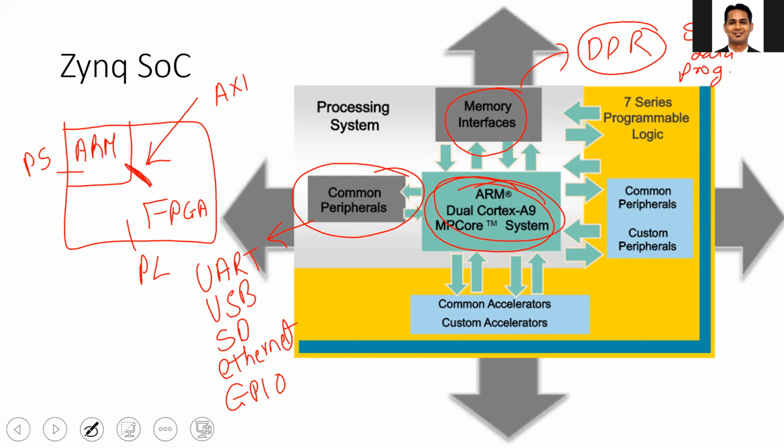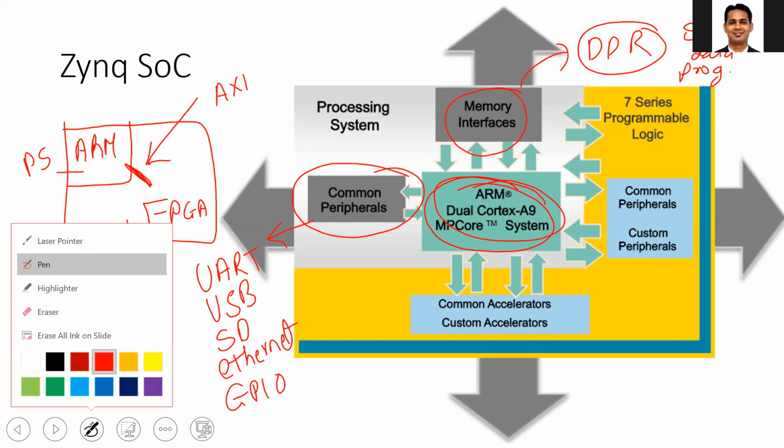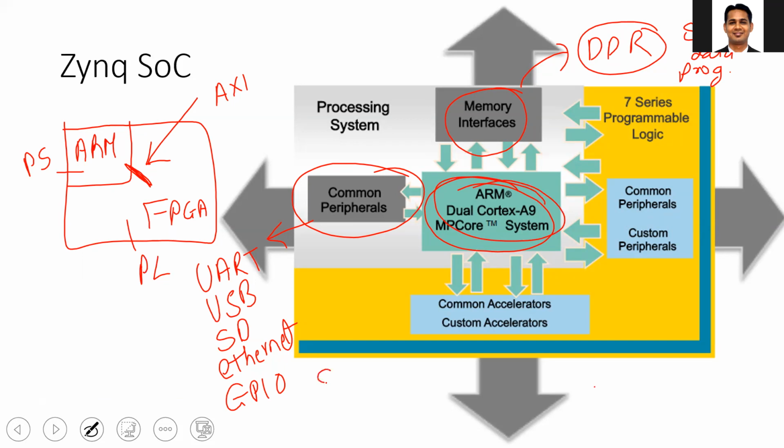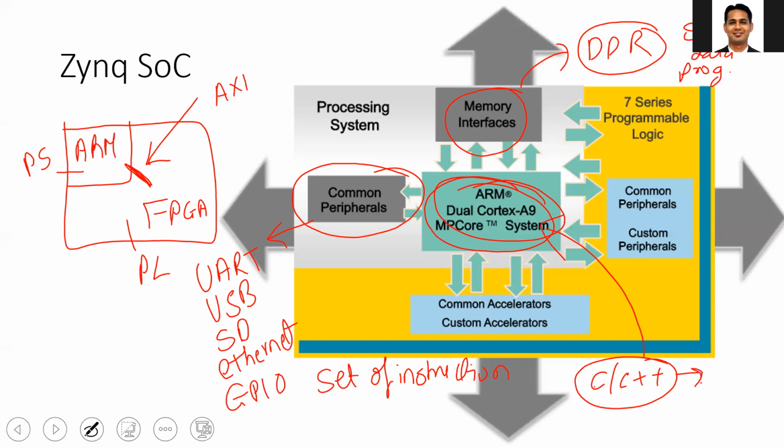You might have already studied in the computer organization course that for any processor, the program is converted into a set of instructions, and the processor reads one instruction, decodes the instruction, and executes the instruction. So similarly here, you will be writing the code in C, C++ for the processor. The tool will convert this code to a set of instructions, and the processor will execute this set of instructions one after another.